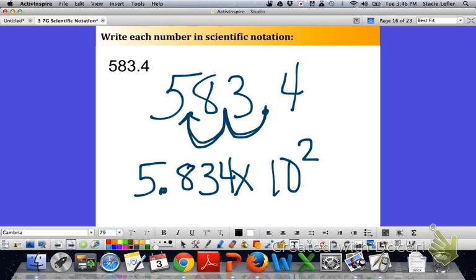So check to make sure this makes sense. If you were to reverse this and go from scientific to standard, you're going to take our 5 something times 10 to the second, or 100. And it's going to go from 5 something to 500 something. And so it does make sense. It goes from a smaller number to a bigger number when multiplying by a power of 10.